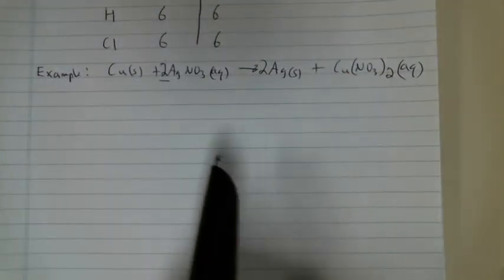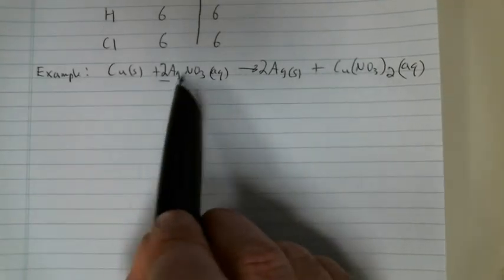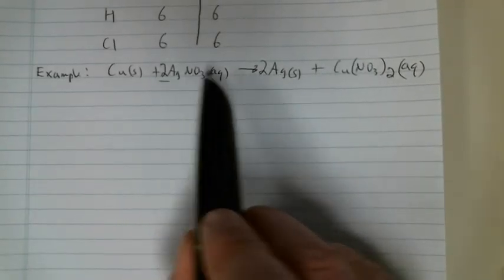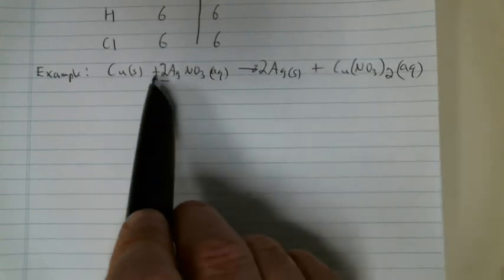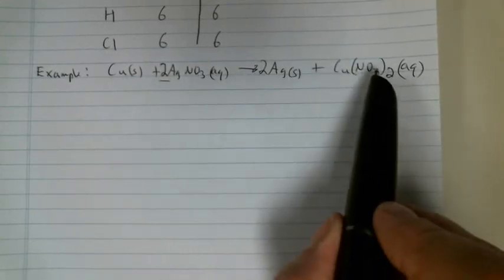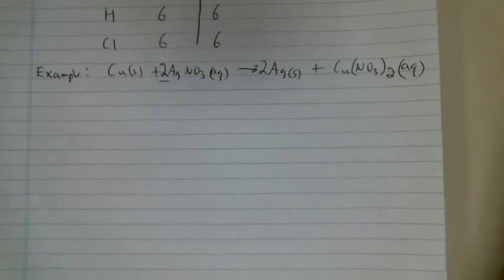And you can go through and check it, right? One copper, two silvers, two nitrogens, 2 times 3, that's 6 oxygens, 2 times 3, that's 6 oxygens.